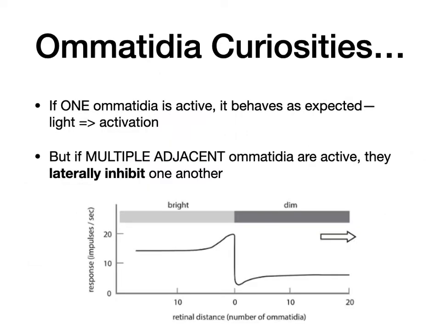If one ommatidia is active, it behaves as expected. Light makes more activation. But if multiple adjacent ommatidia are active, they laterally inhibit one another, such that if there is bright light right next to dim light, there's this incongruous drop-off in activation of the given ommatidia. What is that about? Why would you need to do that? Why would that happen?